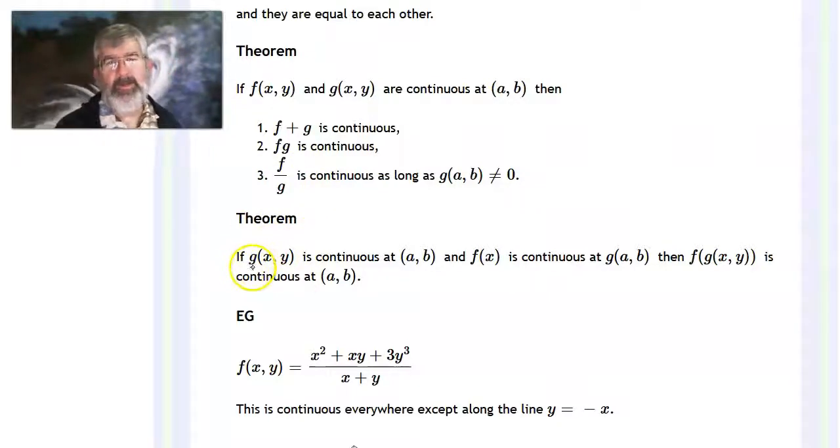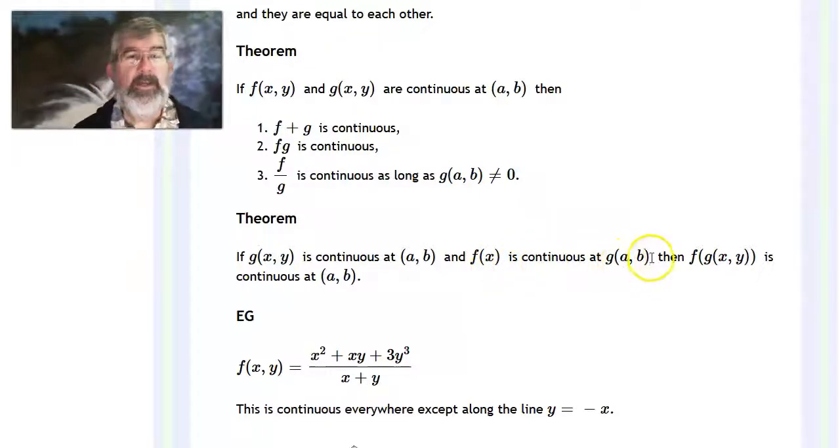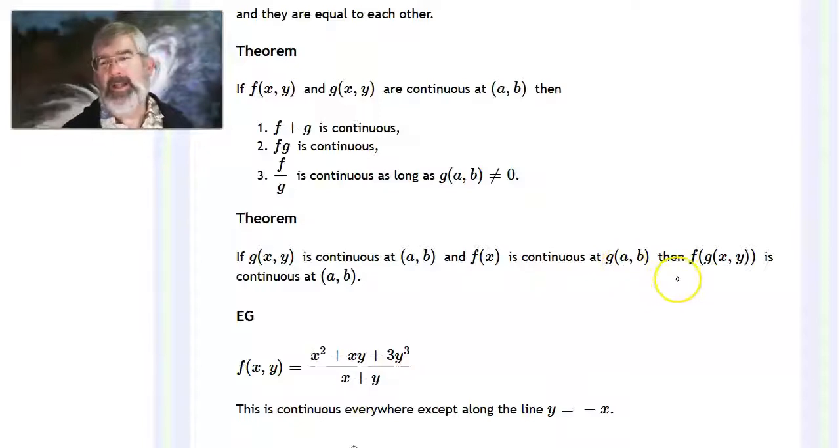And the next theorem: if you have a continuous function g(x,y) at the point (a,b), and you have a function just of one variable now, f(x), this is not a typo, this is what I meant, a function of one variable, and that's continuous at whatever the output of g(a,b) is, then the composite function f(g(x,y)) is continuous at (a,b). So the composition of continuous functions is still continuous.